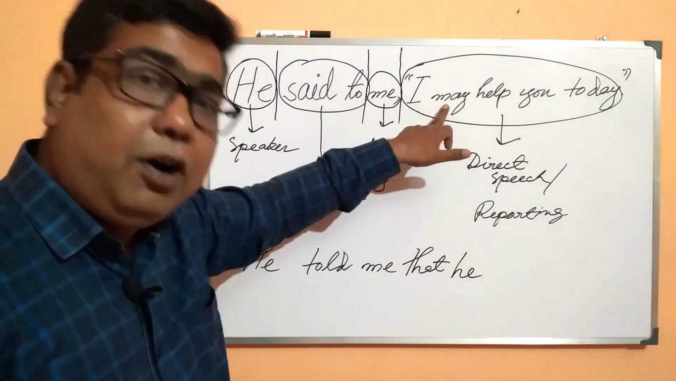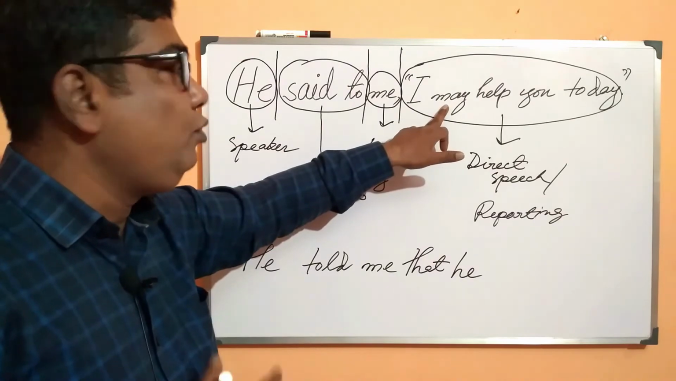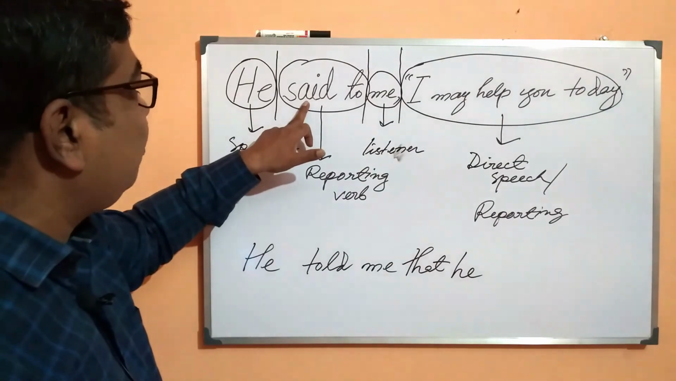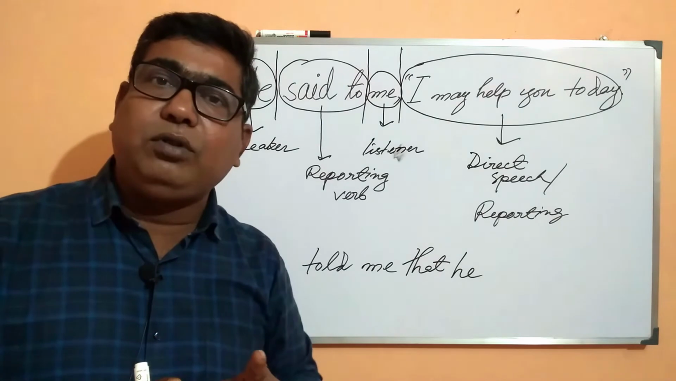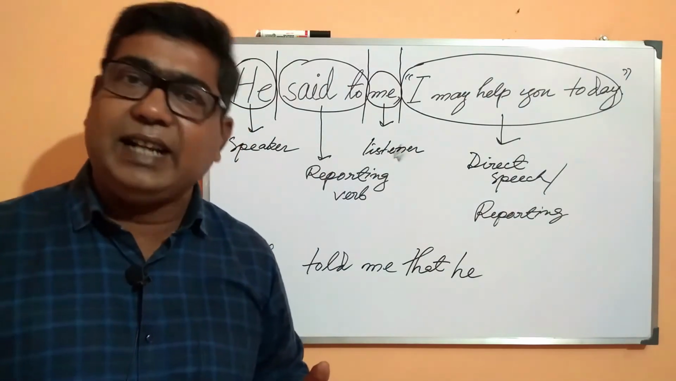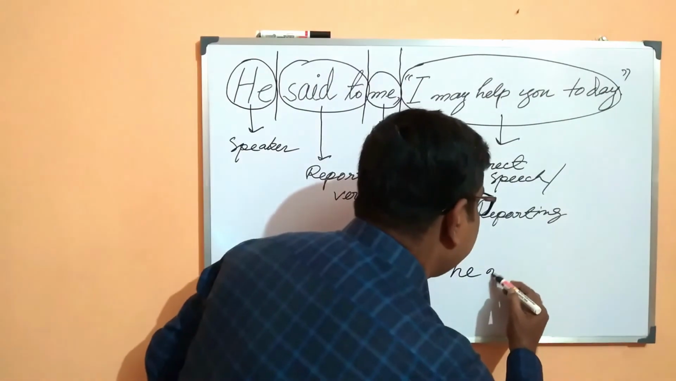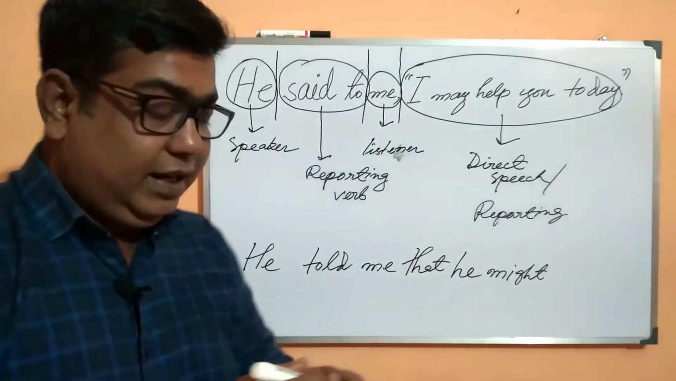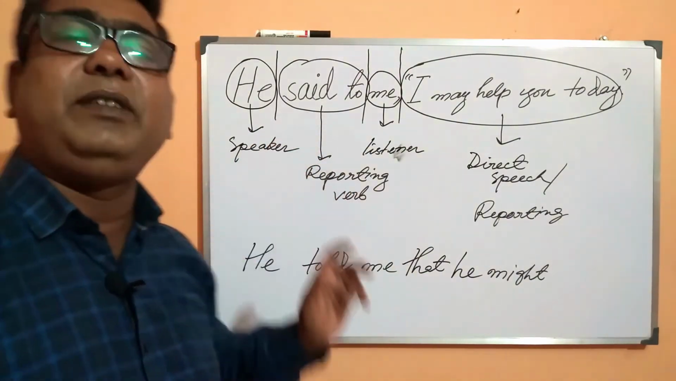Now we have the verb may. So what should we write? How to replace may with what? Now come to the reporting verb, the tense of the reporting verb, which is past tense. I have told you earlier, if the reporting verb is in past tense, both the pronouns and the verbs will be changed. Rather, the verbs will go to the past tense. So may will become might. Let me explain to you once again why it has become might. Because the reporting verb is in past tense.